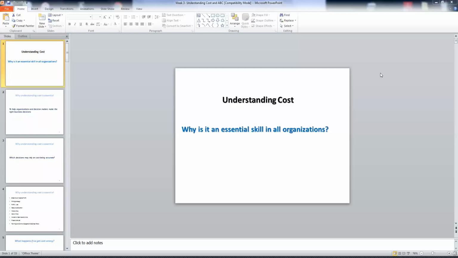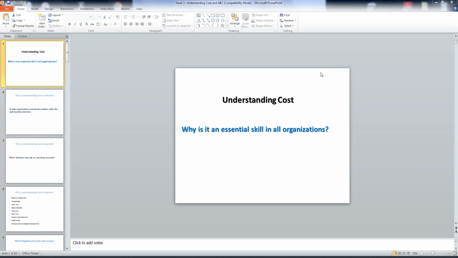This week in managerial accounting, we're going to focus on a topic that's called activity-based costing. The real issue here is understanding cost and recognizing that in many organizations and for many people, this is much more complex than it appears and is often elusive. That said, we should also recognize it is an essential skill in all organizations.